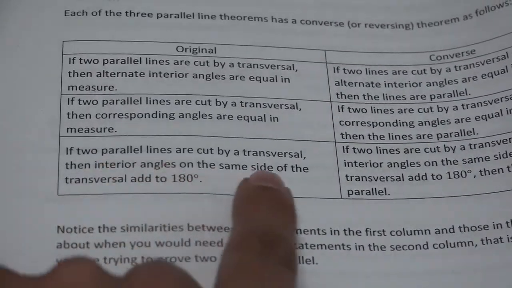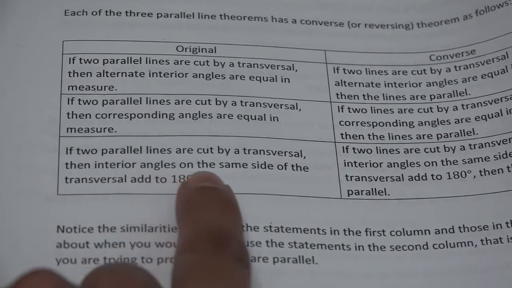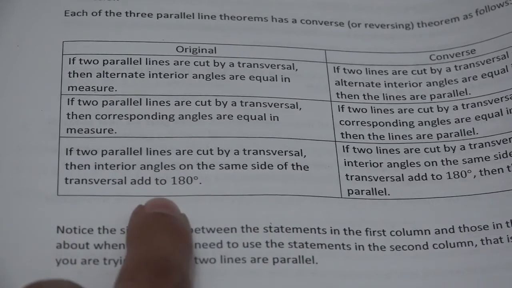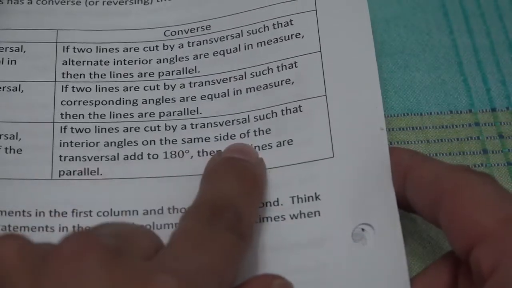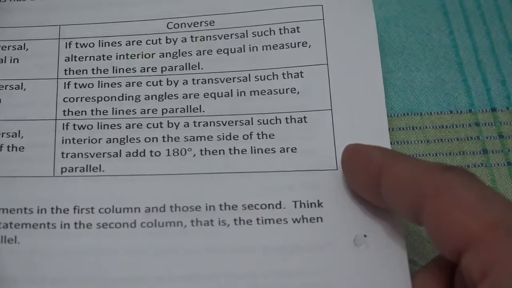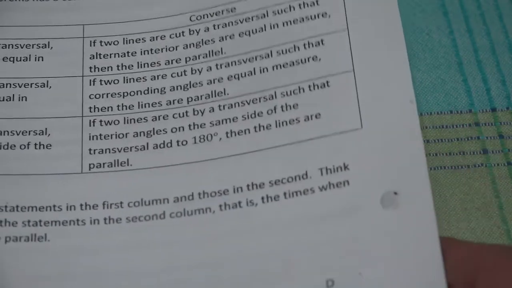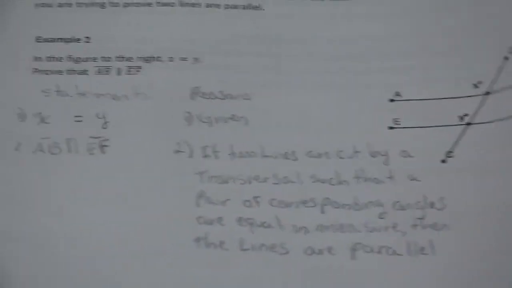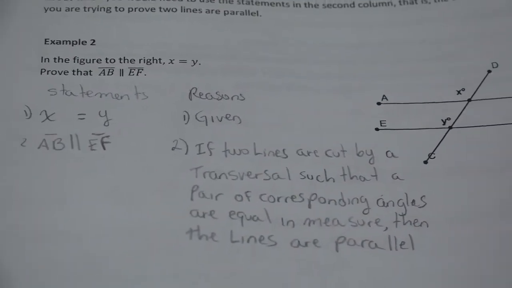If two parallel lines are cut by a transversal, then interior angles on the same side add to 180. So guess what the converse will be? If the two interior angles on the same side of two lines cut by a transversal add up to 180, then the lines are parallel. These are facts that prove lines parallel. All right, just copy this. It's not much.